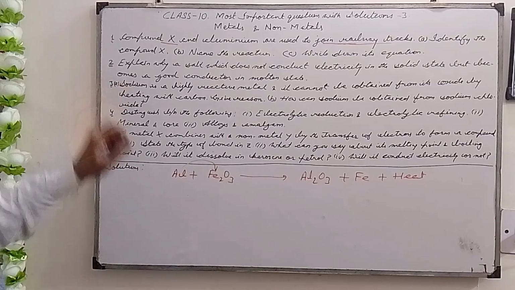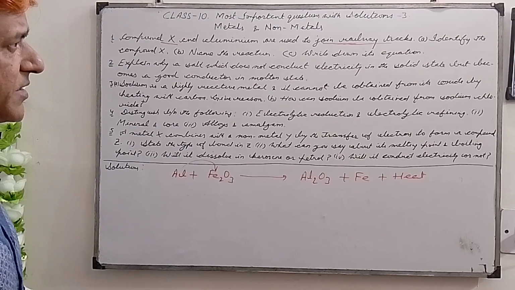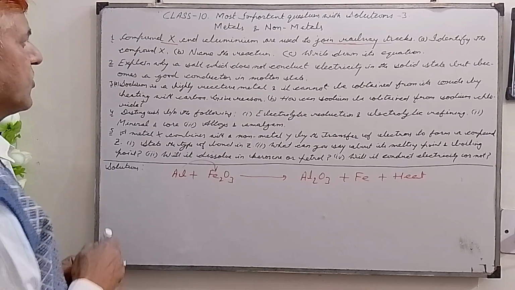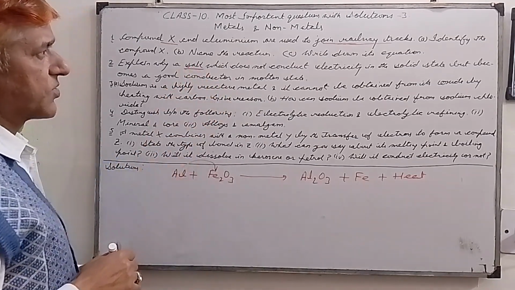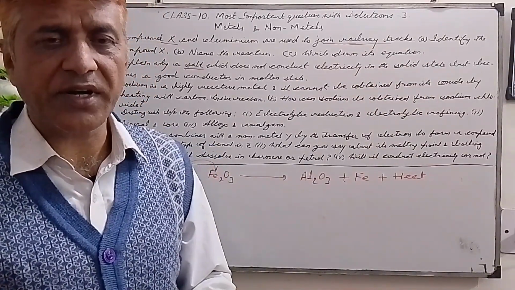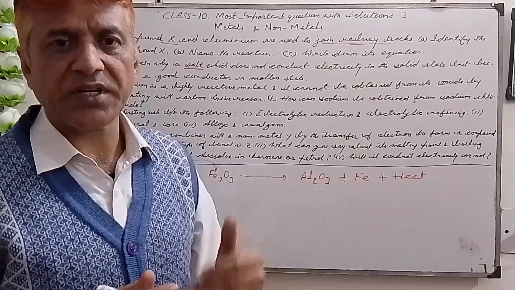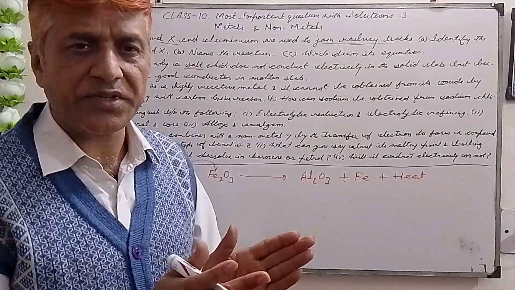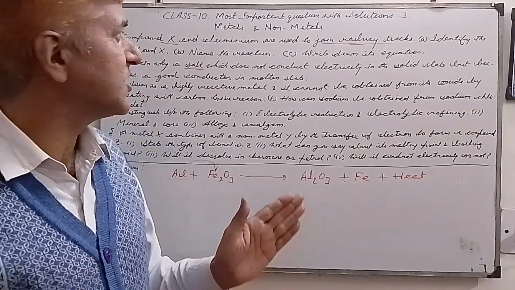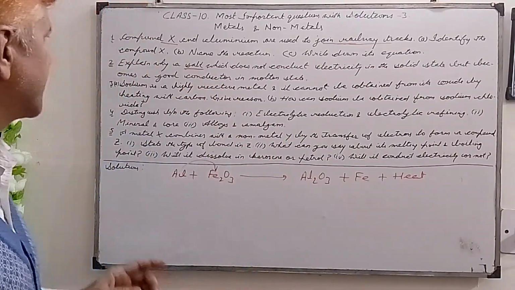Now my dear students, our second question is, explain why a salt which does not conduct electricity in the solid state becomes a good conductor in molten state. So we have a salt, and salt does not conduct electricity in solid state, because in solid state the ions cannot move. But when salt is in molten state, the ions are free to move. So that is why a salt conducts electricity in molten state, not in solid state.